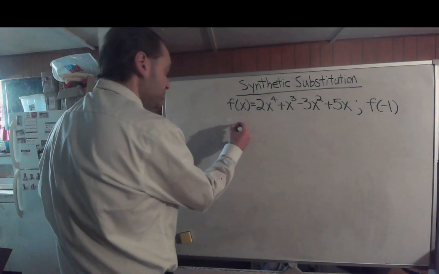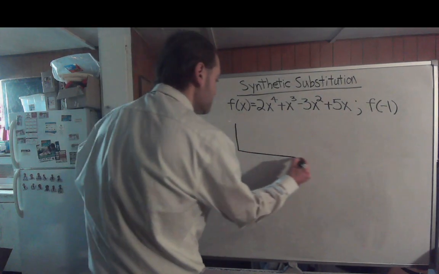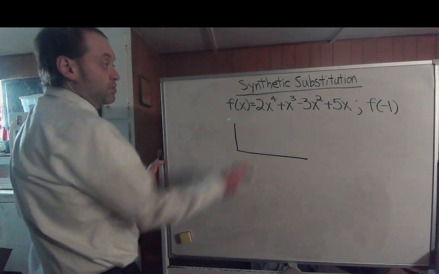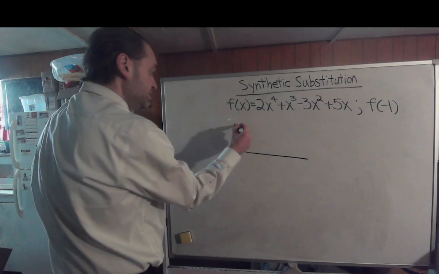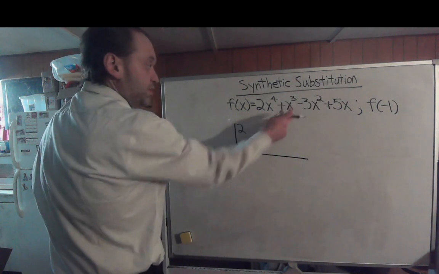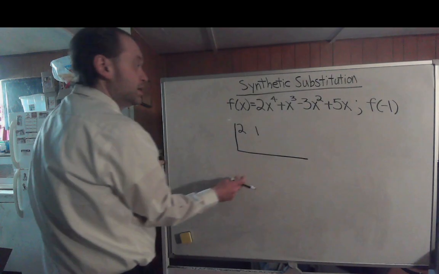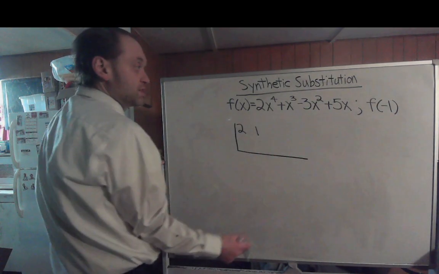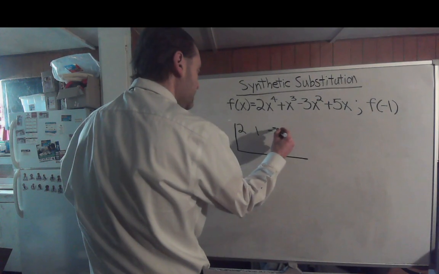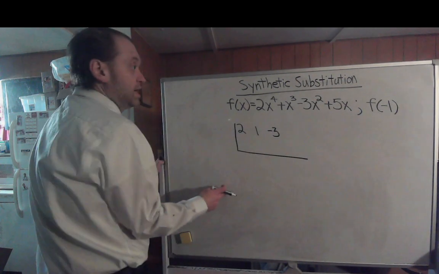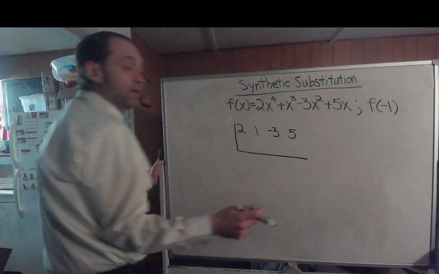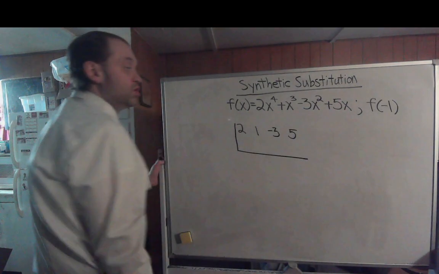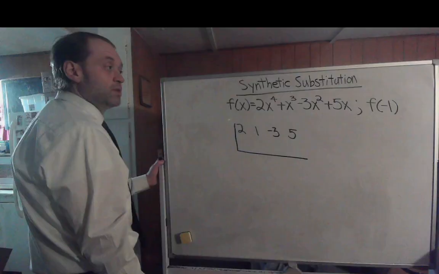So go ahead and set up your table for the synthetic substitution. Now start with your leading coefficient. On the x to the fourth term, you have a 2. The x to the third term has a coefficient of 1. The x to the second term has a coefficient of -3. The x to the first term has a coefficient of 5. Notice we have no constant term whatsoever.